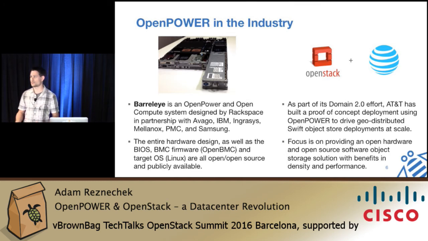And this is also being deployed as part of OpenStack clouds as well, right? I know this is something that has been discussed on this stage earlier today. It's something that's happening down at demos at the IBM booth, but as part of its Domain 2.0 effort, AT&T has actually done a proof of concept deployment with OpenPOWER for their geo-distributed Swift deployments. They've got a big focus as part of this on open hardware, open source software, all of those bits and pieces that are really important as we start driving into these open ecosystems like OpenPOWER and Linux and OpenStack. And being able to tie everything together from end to end is a pretty big shift in the way that companies like AT&T have done their deployments in the past.